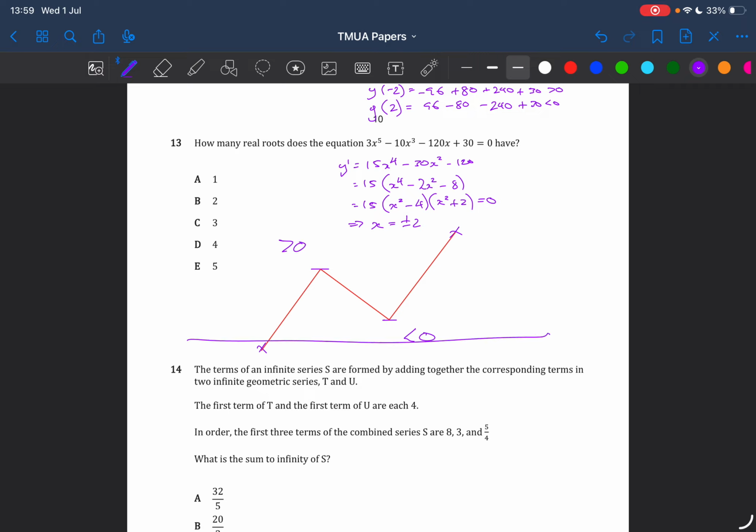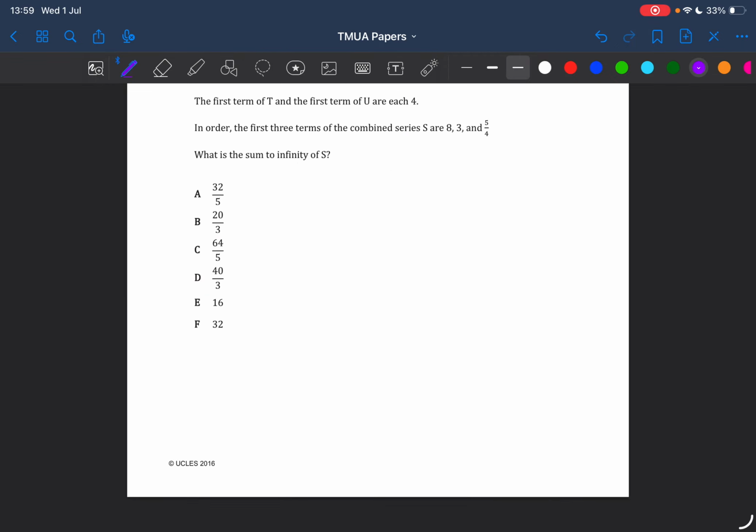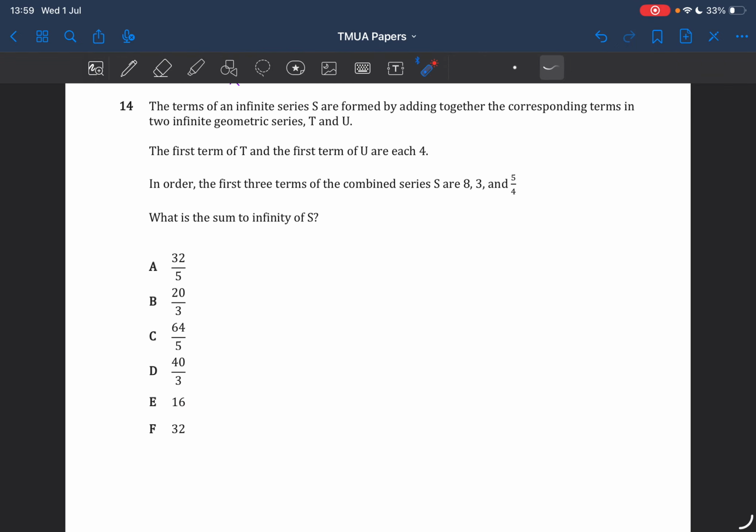So if we bring our axis back again, we must be between the two. This one has to be below the line. This one must be above it. So how many solutions do we have? Uno, dos, tres. C. And that is the correct answer for 13. Let's keep going then. What have we got now?